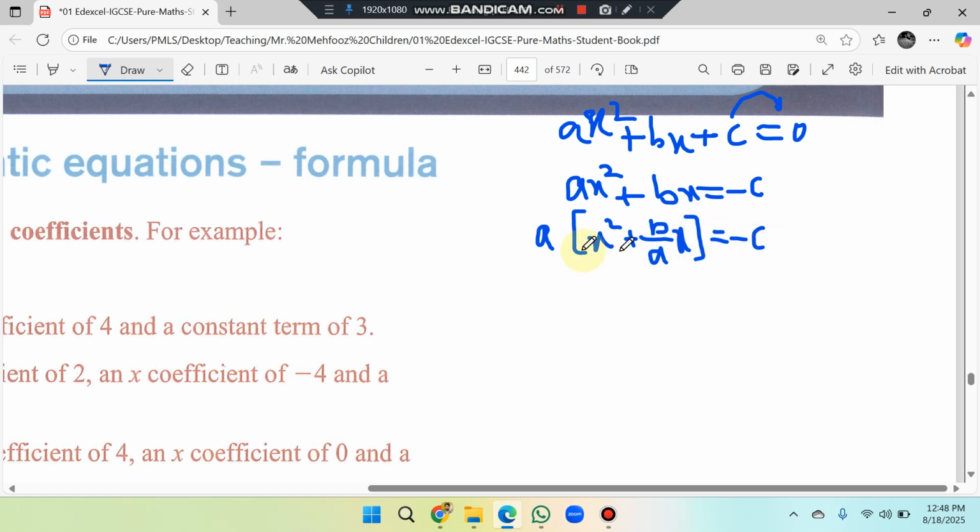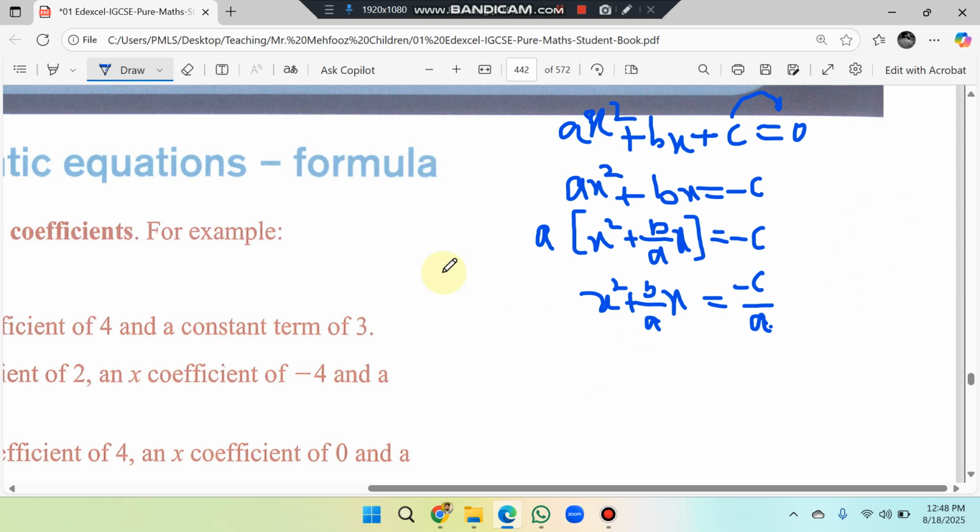Yes. So this a goes on the other side and divided by this c, it will becomes x square plus b over a x is equals to minus c over a, right? Do you have any problem?